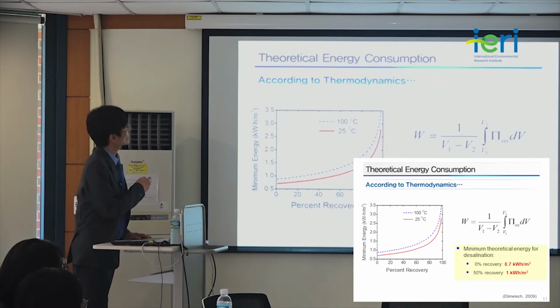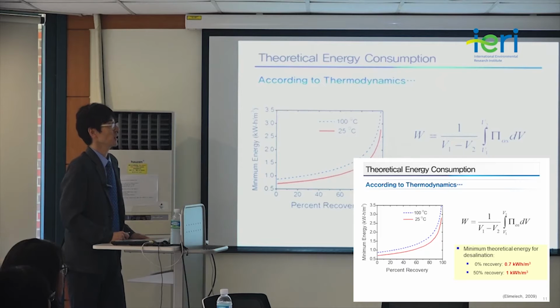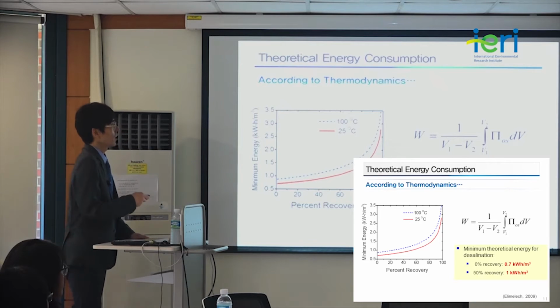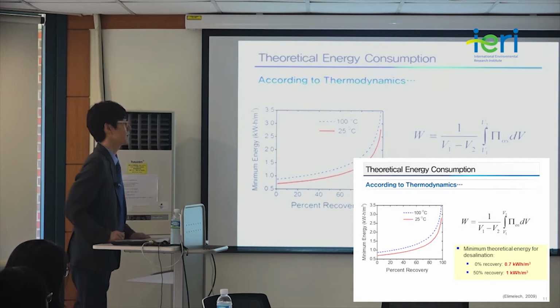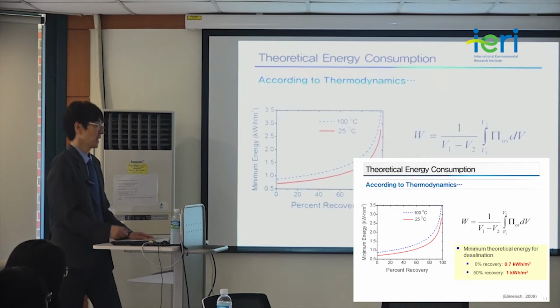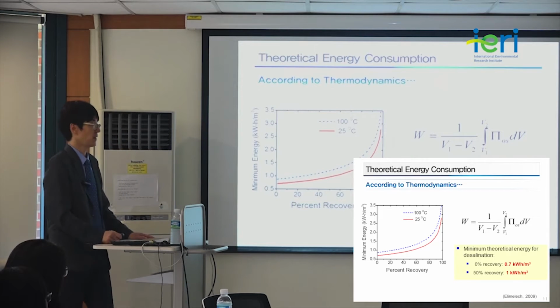So according to the thermodynamics, which I already showed you in my presentation, the minimal thermodynamic energy for desalination when we have 0% recovery is around 0.7 kilowatt hour per cubic meter.